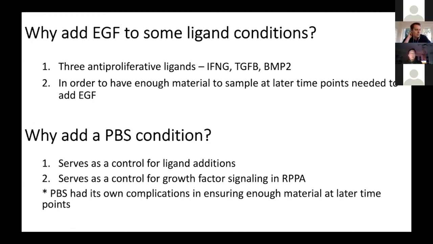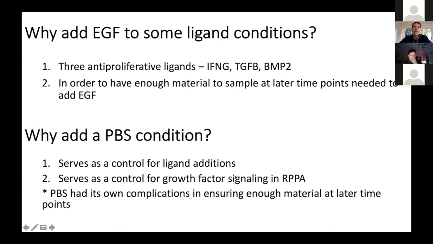In addition, besides the 6 ligands talked about previously, we also collected a PBS condition. And one of the things in analyzing the data is that it's helpful to have a variety of different controls. So it's important to have time-based controls. It's also important to have a ligand-based control. So we had the PBS, phosphate buffered saline, as a control for the ligand additions, especially for the growth factor signaling.